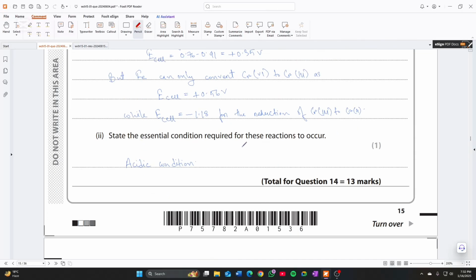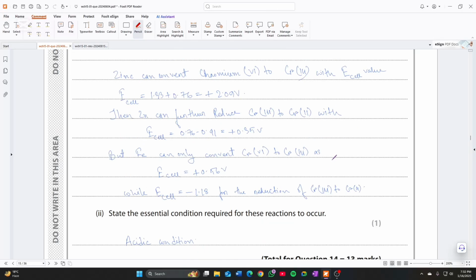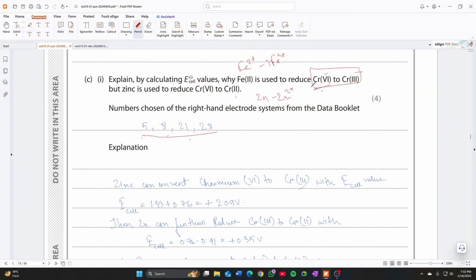State the essential condition required for these reactions to occur. For these reactions, obviously, we need an acidic condition, because if you look at the data booklet, you'll see that the conversion from chromium 6 to chromium 3 requires acidic condition.